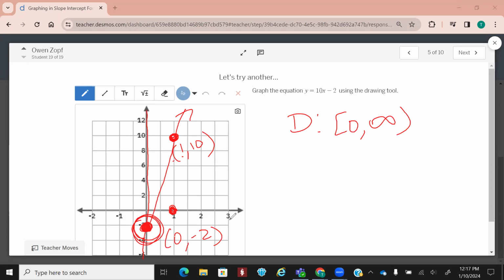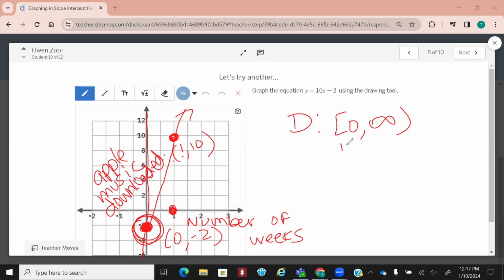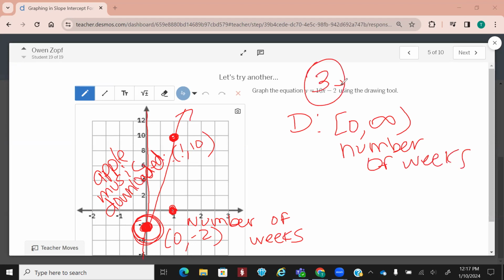Now, if I said interpret what the domain is, you're going to look at the x-axis and whatever is labeled down here. Let's say this is the number of weeks, and this is the amount of Apple Music downloaded. What does the domain represent? What are our x values? The number of weeks. This is number 3 on your mastery check.